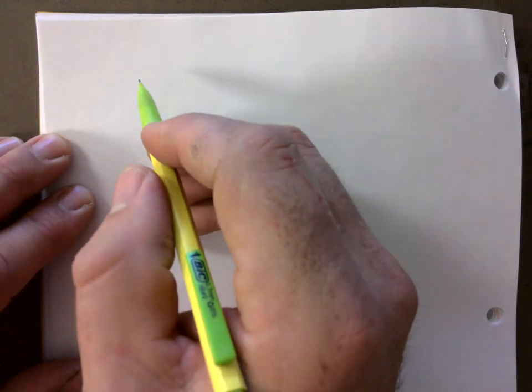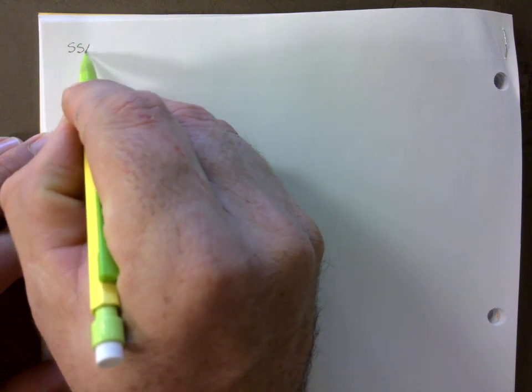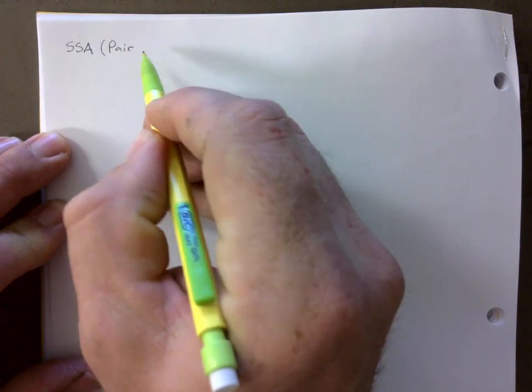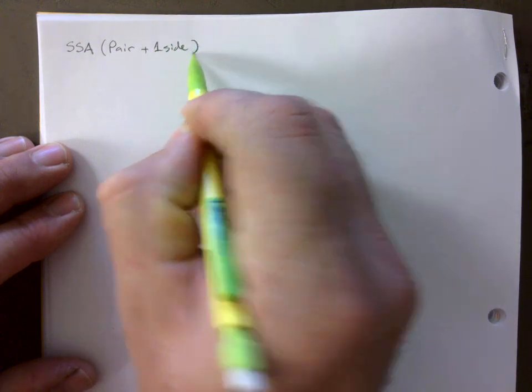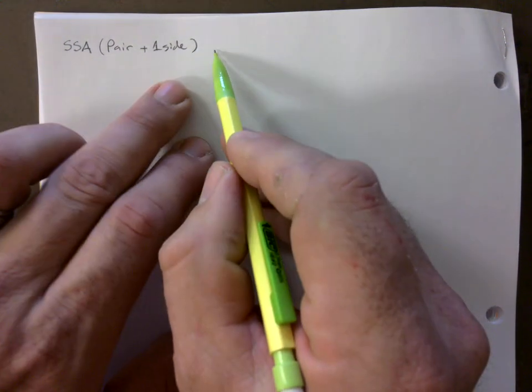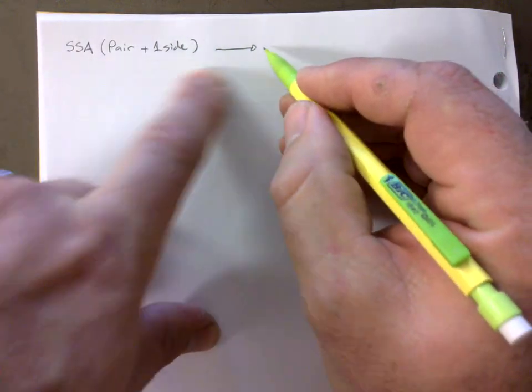Okay, so the first thing you need to determine is: is this an SSA? Meaning, honestly, it's just a pair plus one side. Do you have a pair and another side? SSA. All right? If it is SSA, then I would ask right away, is the one angle that you're given obtuse?